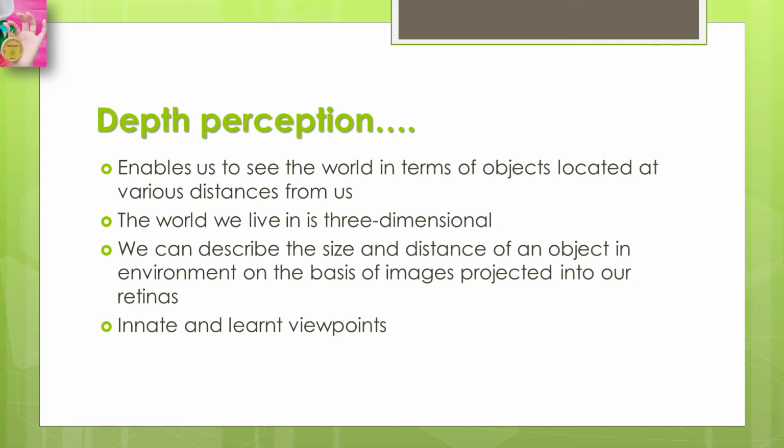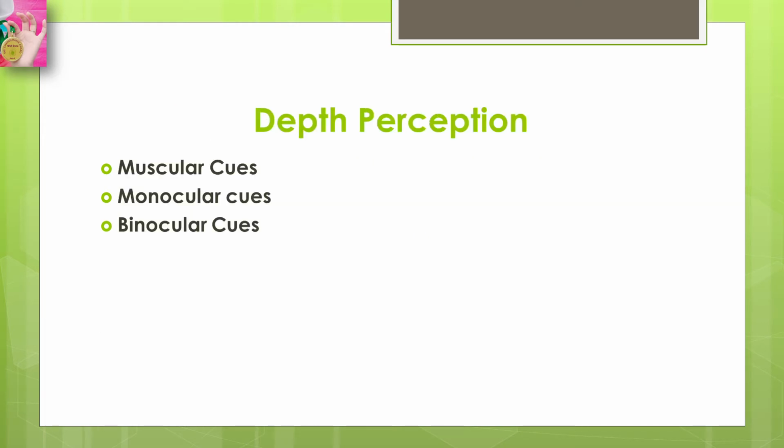And it is also learned because as we grow up, we learn about depth perception in more detail, we also learn about the distance of objects, etc. So this was all about depth perception, and now we will be discussing the various types of depth perception. Depth perception can be broadly classified into muscular cues, binocular cues, and monocular cues.